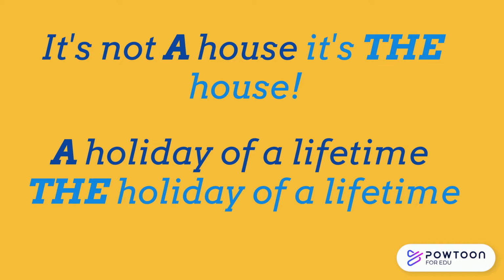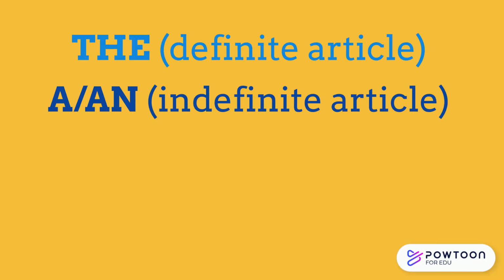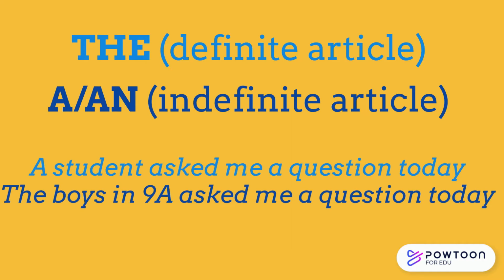What is the difference between saying the house or the holiday of a lifetime versus saying a house or a holiday of a lifetime? The answer is the article being used. The definite article the is speaking about something where the identity is known, and the indefinite article a or an is where the identity is unknown. So to give another example, a student asked me a question today versus the boys in 9A asked me the question today. In the first one, I maybe don't know the name of the student. In the second one, I can identify them by their year group.